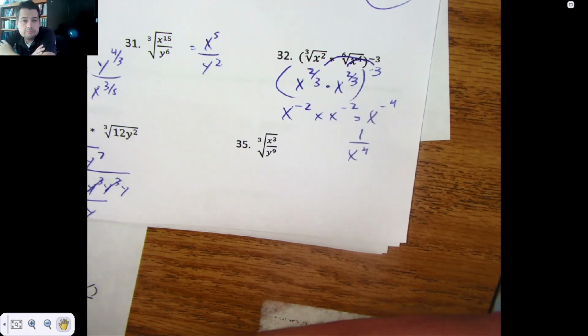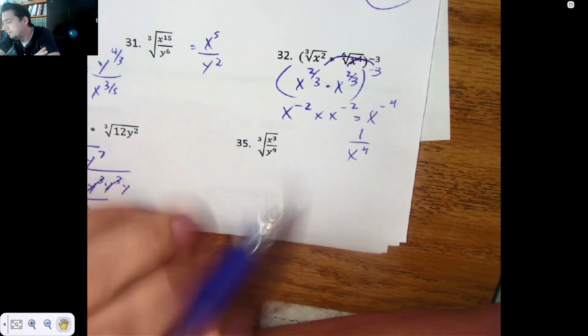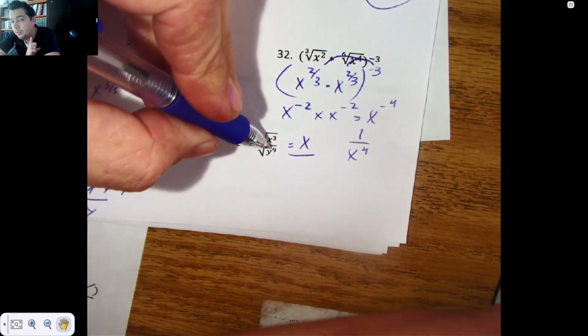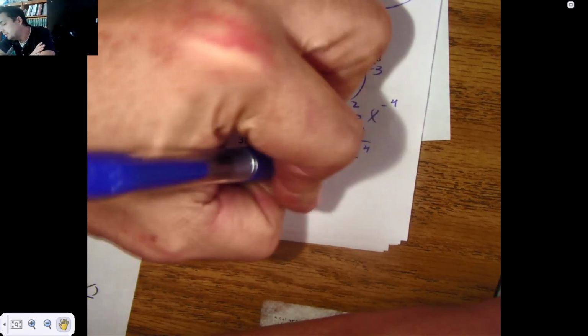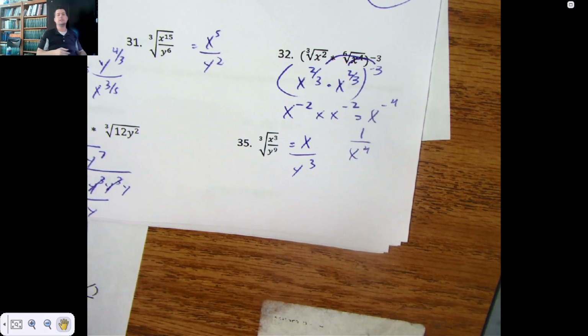Is this one. And this is easy. It's really easy. 3 enters 3 one time. So x to the first is left over. 3 enters 3 three times. Y cubed down low. All right, there you go.